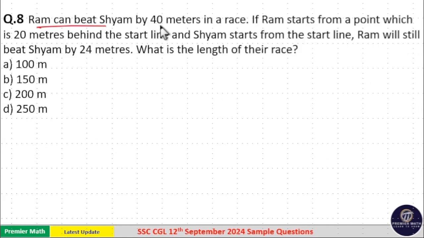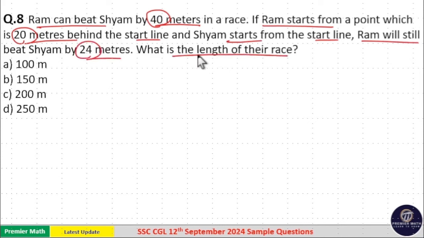Ram can beat Shyam by 40 meters in a race. If Ram starts from a point which is 20 meters behind the start line and Shyam starts from the start line, Ram will still beat Shyam by 24 meters. What is the length of the race? Here length of the race means distance covered by the winner.